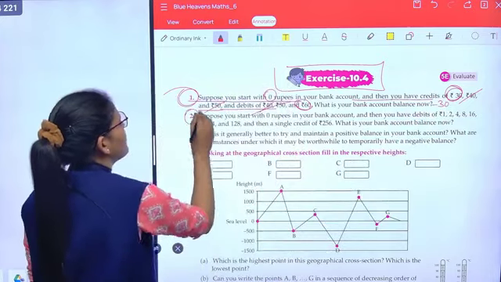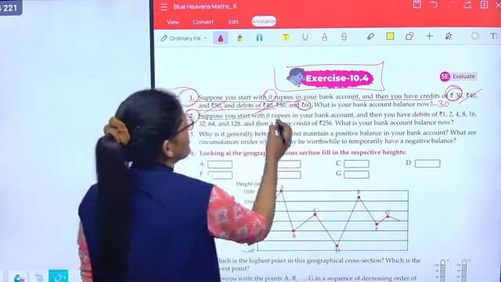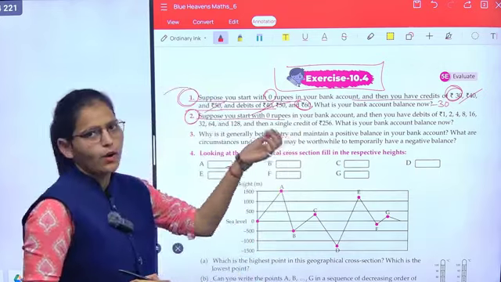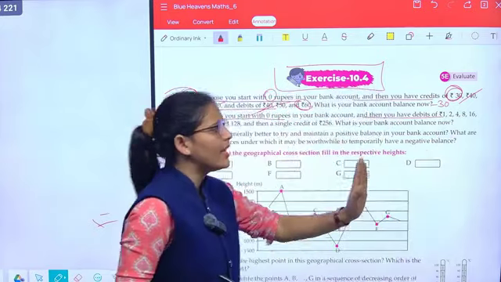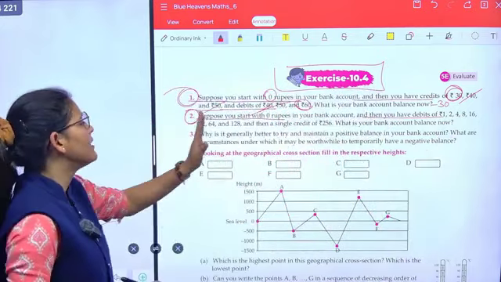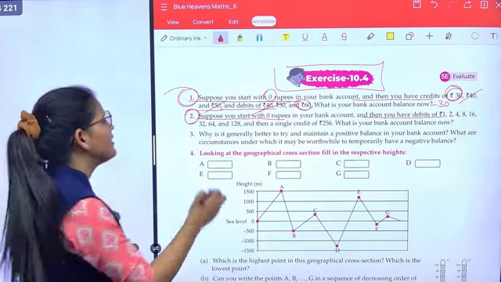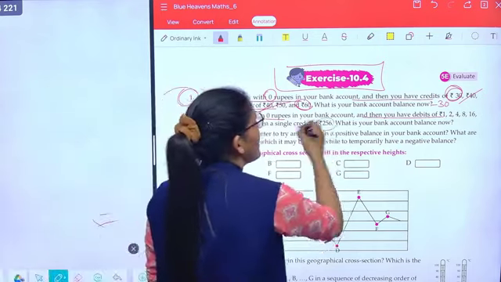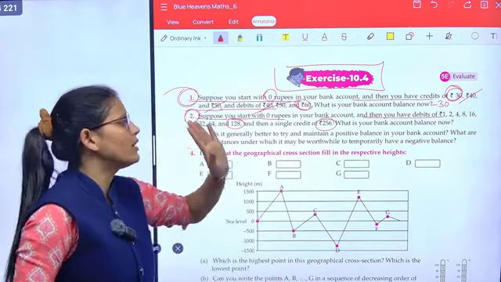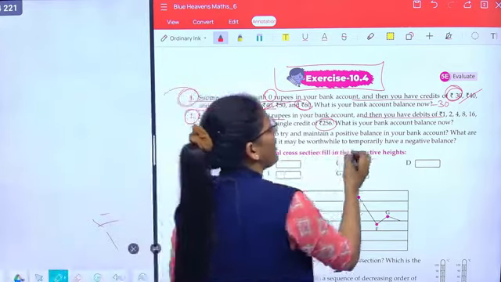Now come on. Question number 2. Suppose you start with 0 rupees in your bank account. Again, you started a bank account. Then you have debits. You debited 1, 2, 4 and 1, 4, 8, 16, 32, 64 and 128, and then a single credit. You have made just one single credit, that is 256. What is your bank account balance now?